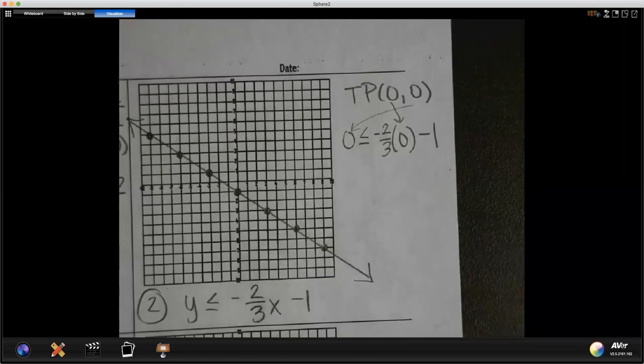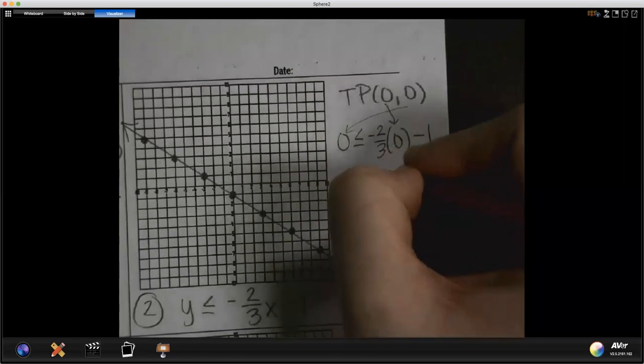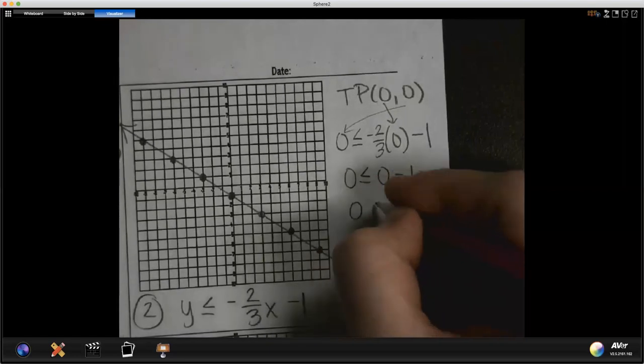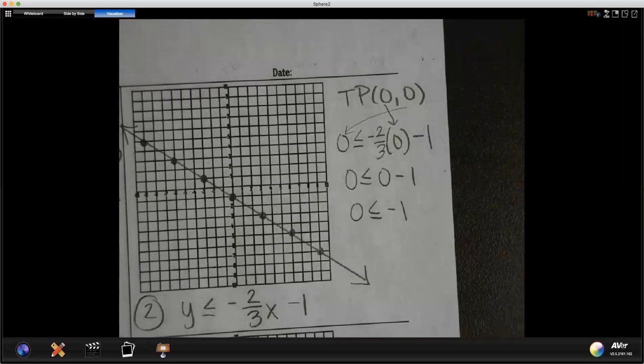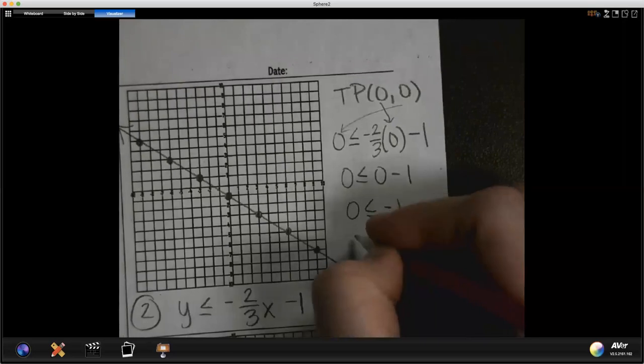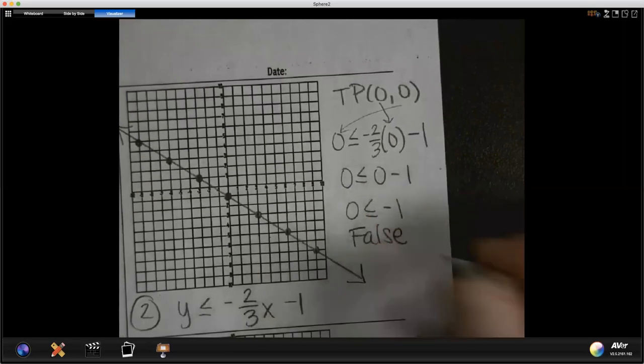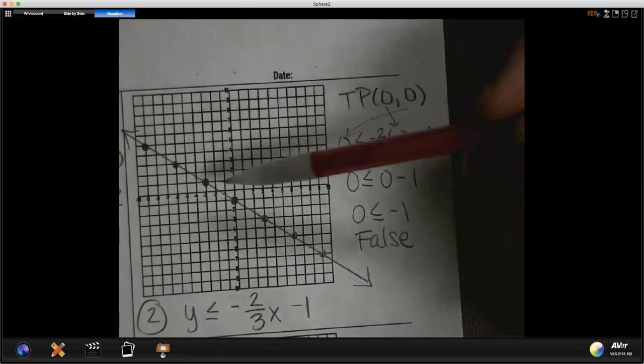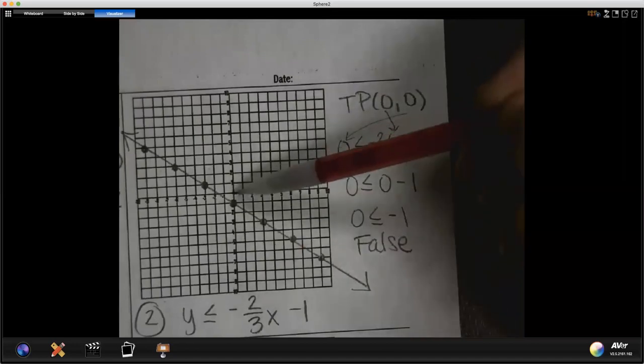Okay, now what happens when you multiply negative 2/3 times 0? What do you get? 0, okay? So you get 0 is less than or equal to 0 minus 1. What's 0 minus 1? Negative 1. Is 0 less than or equal to negative 1? 0 less than a negative number? No, so this is false. Now where is 0, 0 on my graph? Is it on top or bottom? It's on top, so therefore, because it's false, I should shade on the bottom.